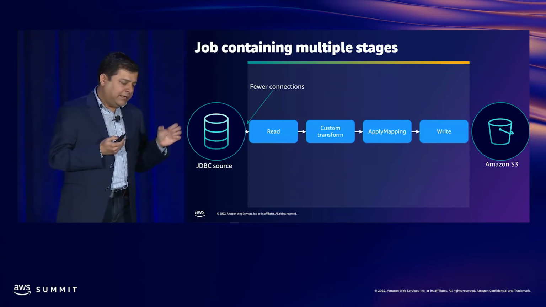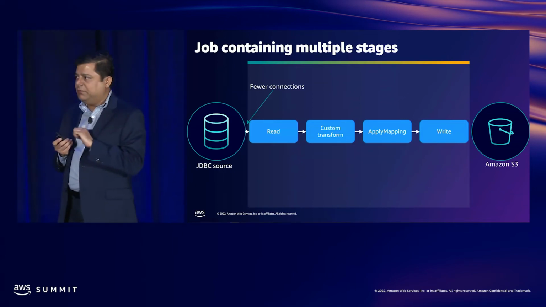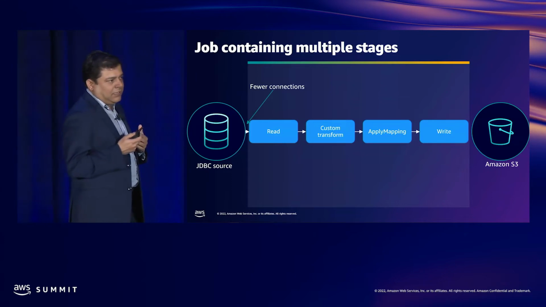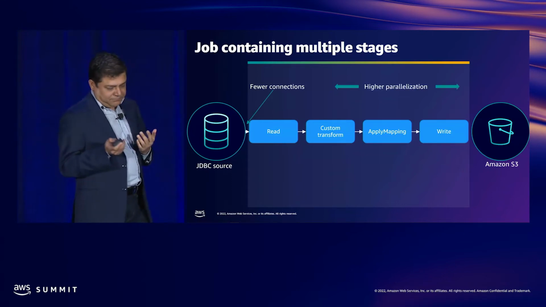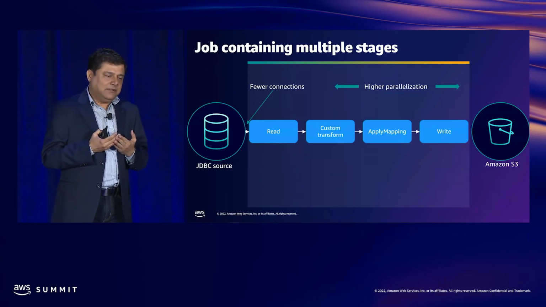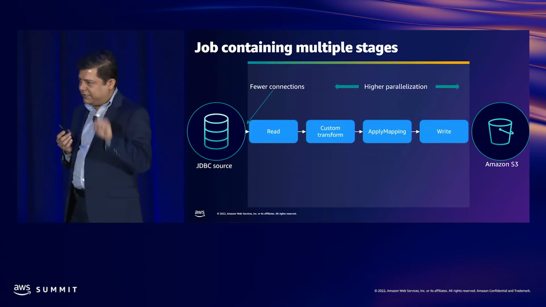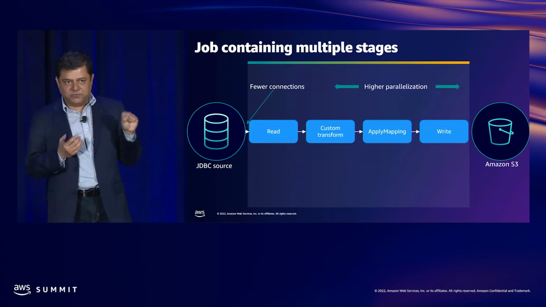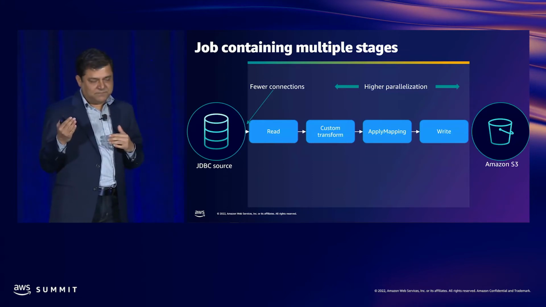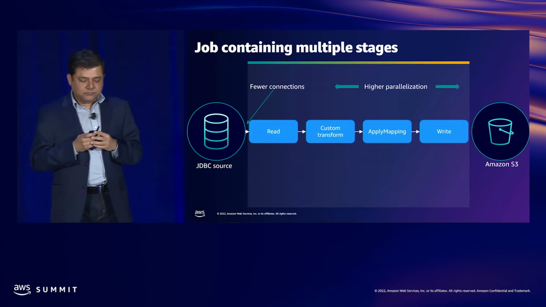Now, you read the data. You want to write a custom transform. You maybe want to add a column. Maybe you want to drop something. And then you want to apply mapping and write to S3. So a best practice design here is that you need to have fewer resources, fewer connections at the beginning of the pipeline when you're reading data from the JDBC source, and you achieve higher parallelization at the later stage so that you have the most efficient experience.